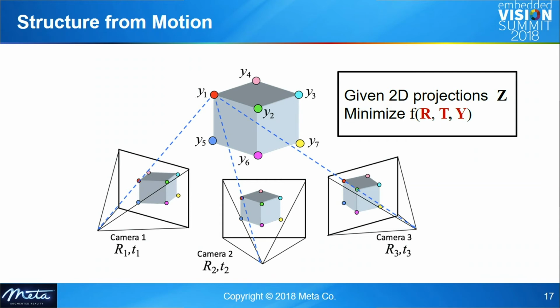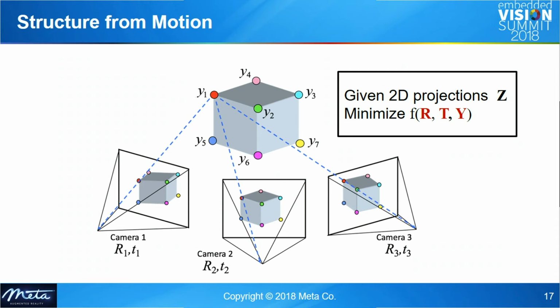Now things get a little more complicated in the structure from motion problem. The difference between this and the previous one is that now we don't know the world geometry either. Through feature extraction and feature matching, we can tell that in all the cameras this green point is the same point as seen here and as seen here. So we can match the points between the different cameras, but we don't know the world coordinates of where that point is in the world around us.